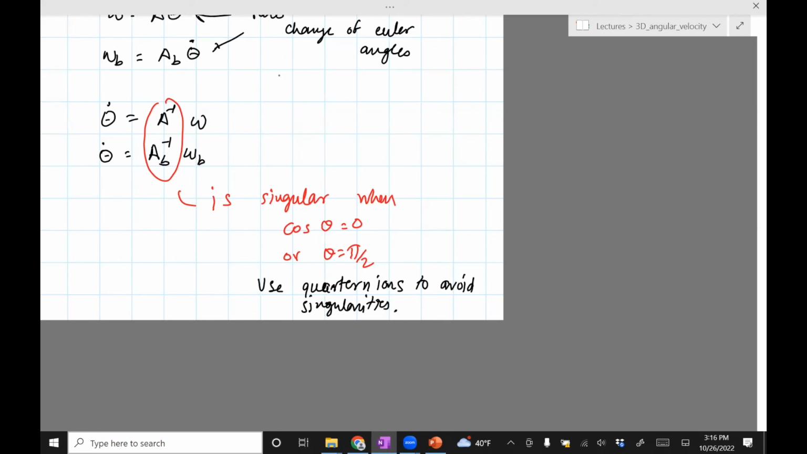Nobody really uses Euler angles to represent rigid body motions. They usually use quaternions. We will not talk about quaternions, but that's something you would typically see in software. If you look at MuJoCo, I've not really talked about 3D, but MuJoCo uses quaternions to represent three-dimensional rotations, not Euler angles. It uses Euler angles for other things.